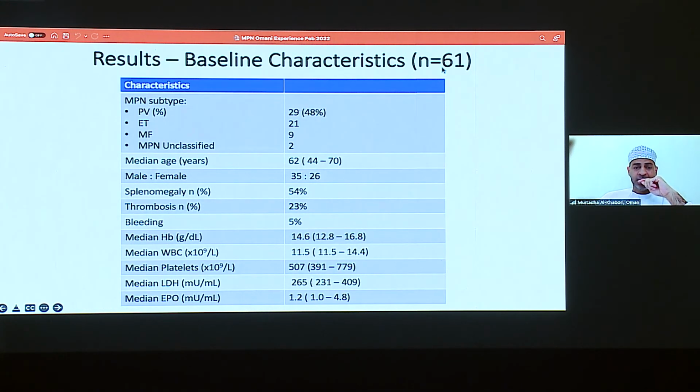We had a total of 61 patients. Almost half of the patients were PV, the other half were ET and myelofibrosis. The median age of presentation was 62 years. As expected, more males. Half of the patients had splenomegaly, and maybe 1/4 of the patients had thrombosis at presentation. Now, these are the classical findings in CBC. It is also important to mention that the median erythropoietin level was 1.2, with a range of 1 to 4.8. So fairly suppressed erythropoietin.